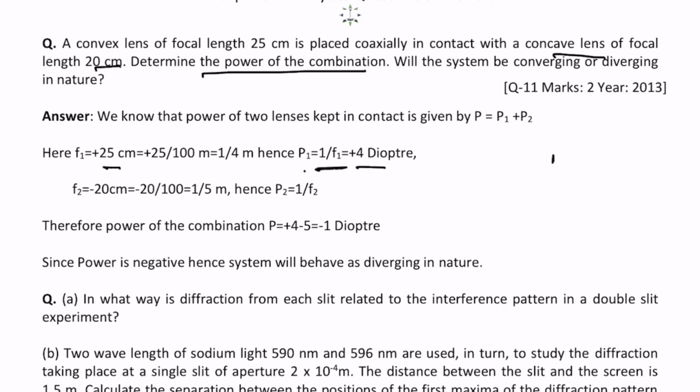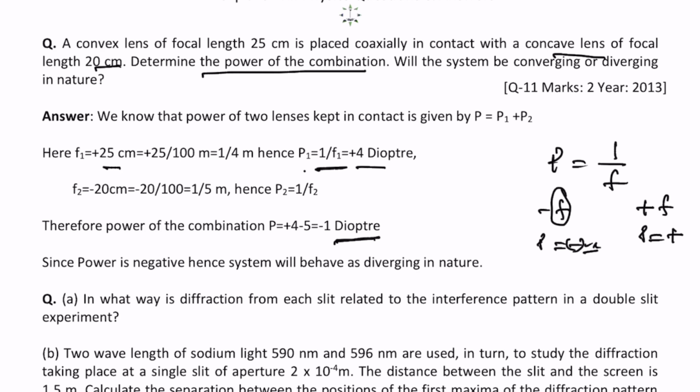So power is the reciprocal of focal length. Correct. Convex lens having positive focal length, so it has positive power. Okay. Concave lens having negative focal length, so its power is negative. Correct. So this is the reciprocal of focal length, and whenever you are finding power, you convert the focal length to meter first. Then only you will get the power. 1 by meter is diopter.